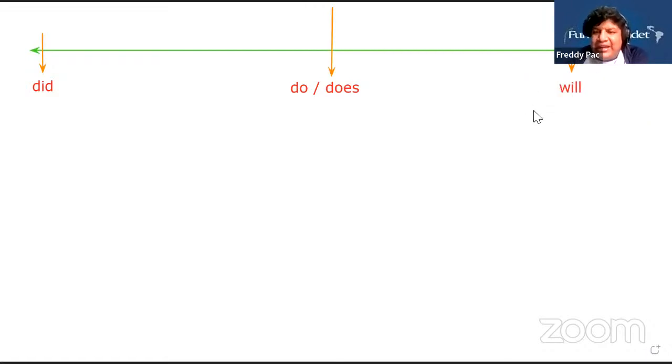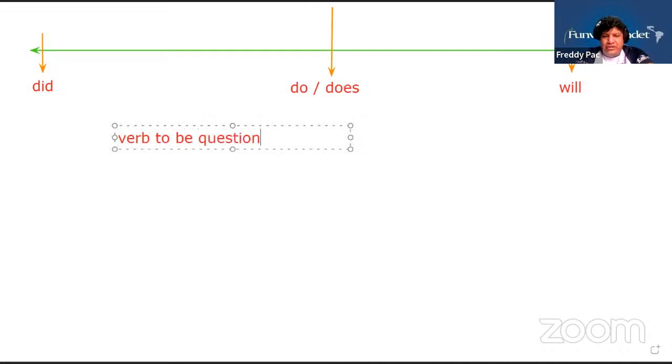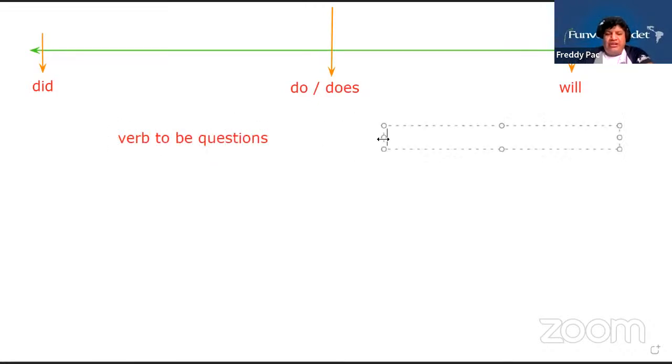Why is this important, guys? Because right now we are going to learn how to create questions. But there are two types of questions, guys. So right now, let's stop thinking about this. There are two types of questions. And look, there are verb to be questions, okay? And also, there are auxiliary questions. What do you think is the difference?